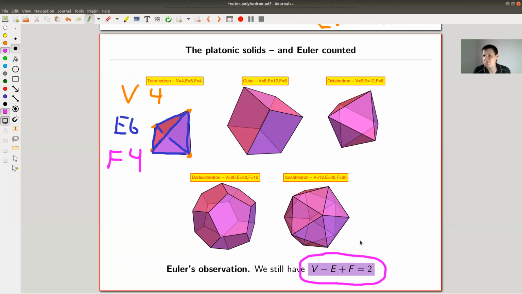So then you should continue counting, because you might be up to something. And that's what Euler did. So you can do the same for the cube, for the octahedron, for the dodecahedron, or for the icosahedron, and you always get the same result. It's always V minus E plus F equals 2.